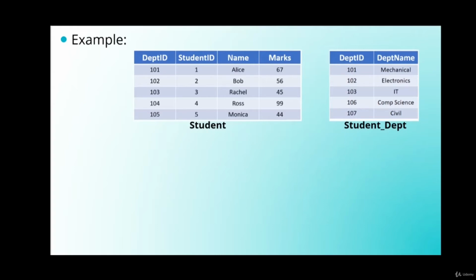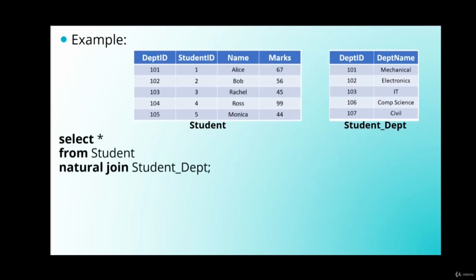So it will look for a matching value in the other table, that is the student department table. In the student department table, department ID 101 is present, and the department name corresponding to that ID is mechanical department. So in that case, a matching value is found, and it will merge these two rows based on the common column. So we'll write the query as select star from student natural join student department.